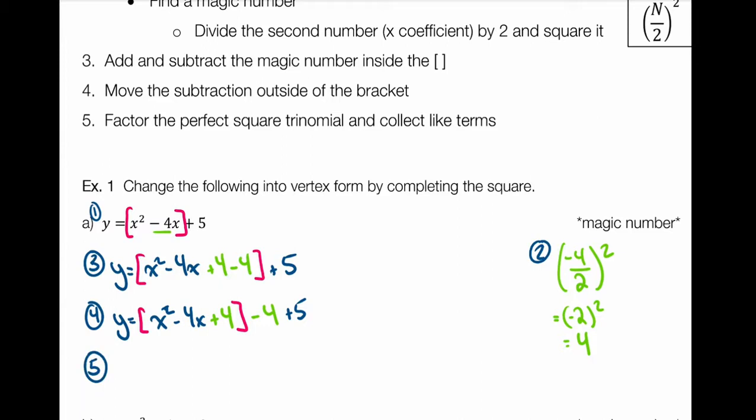Our last step is to factor the perfect square trinomial and collect like terms. So in the end, we get y equals, and in the bracket the perfect square trinomial becomes x minus 2 squared. You can also think of it as that middle magic number we see over here, the last value in our bracket with x from the second step. And then we can collect like terms outside of the bracket. So the minus 4 plus 5 is positive 1. And this here now is our vertex form.